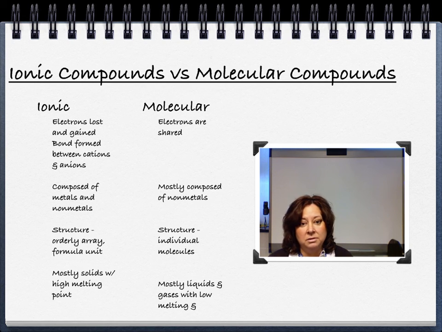If we look at the similarities, they are both composed of at least 2 kinds of atoms. They're held together by a chemical bond. And if I wanted to separate the atoms, I would have to use some sort of chemical means to separate them. In an ionic compound, I'd have to use a chemical means, and likewise to separate atoms in a molecular compound.